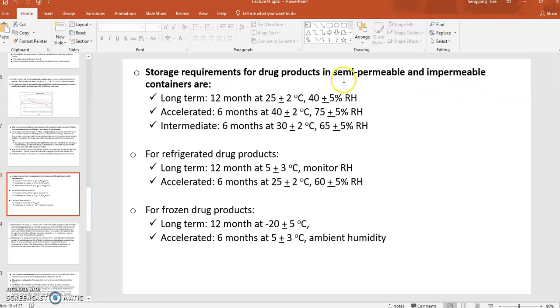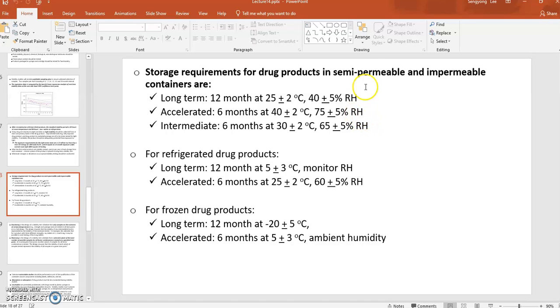Okay, if your drug is packaged in impermeable or semi-permeable containers, and you need to store them, certain conditions like this. If it's a long term, you can do the room temperature ±2 degrees Celsius and 40% ±5 relative humidity level. Okay, and then if it's an accelerated condition, you can do 6 months instead of 12 months. That's 40 degrees ±2, 75% humidity. If it's an intermediate study, same 6 months, but it's a little lower, better conditions, 30 ±2 and 65 ±5.